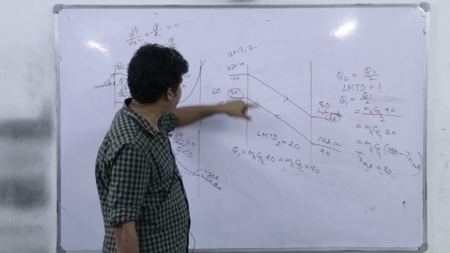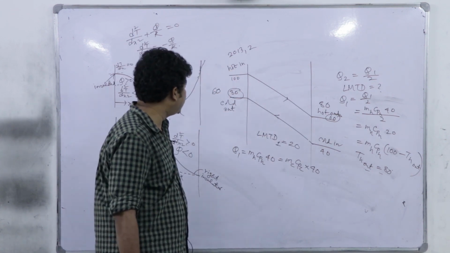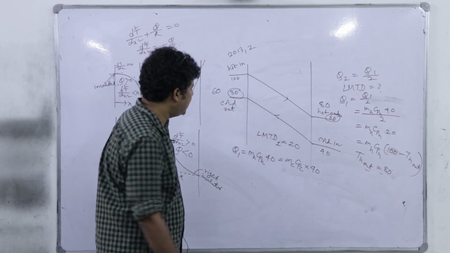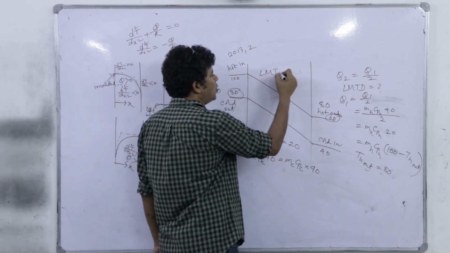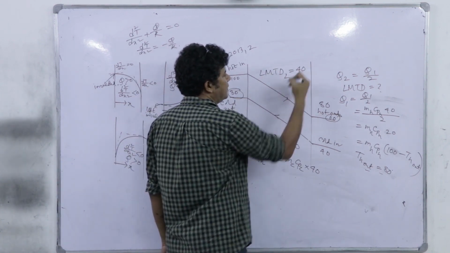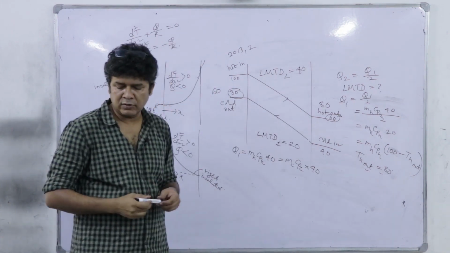This is the delta T, 40. Here also the delta T is this 40. So LMTD 2, we can write, is equal to 40 degrees Celsius. So that will be the answer.